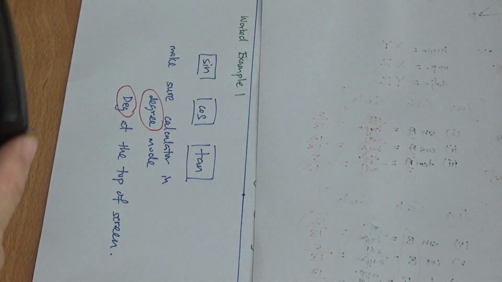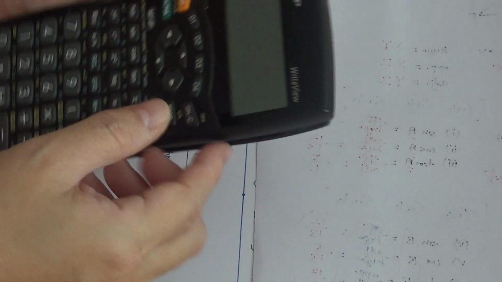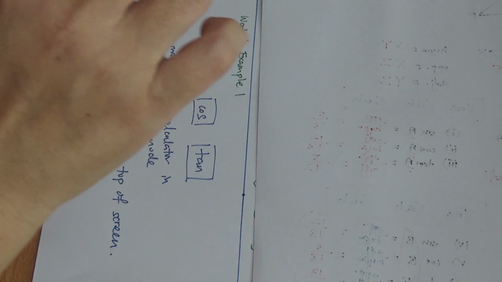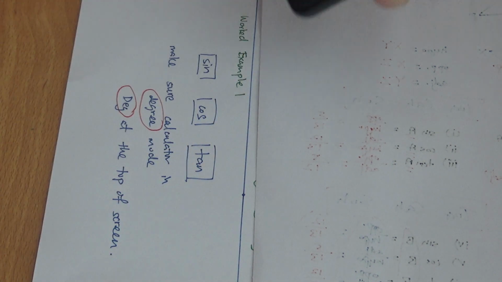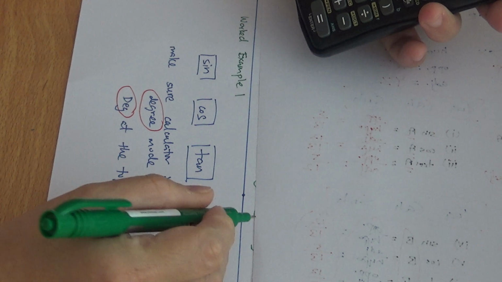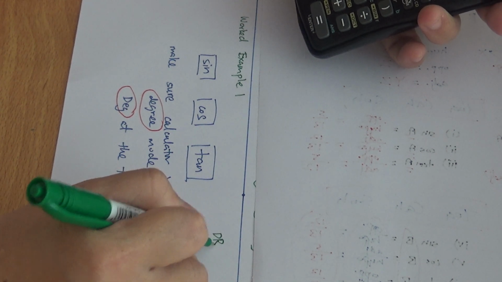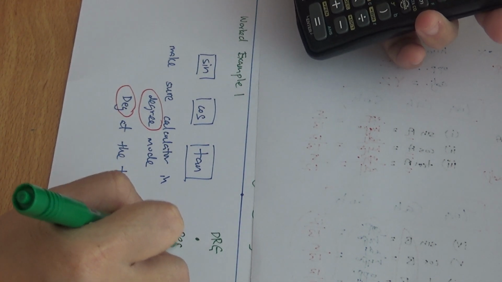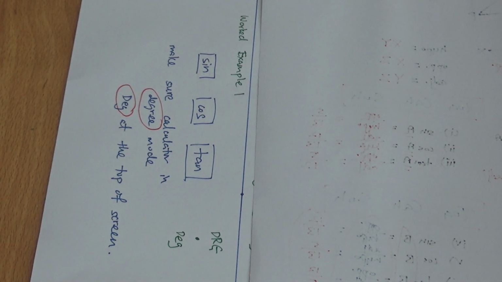For those using the Sharp calculator, you can see this function here, DRG. Above the dot, above the decimal point, there's this DRG. You just have to press second function until you see DEG at the top of your screen. Until you see DEG at the top of your screen. Okay, so that is how you change your calculator to the degree mode.